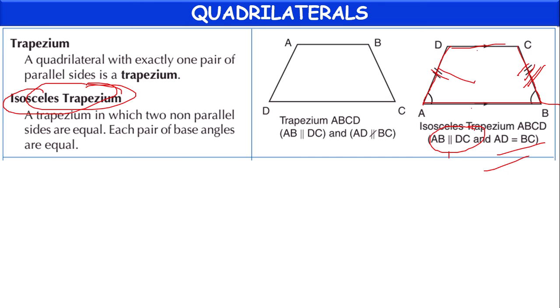In an isosceles trapezium, the base angles are equal, angle A equals angle B. The base angles will be equal. Each pair of base angles will be equal.